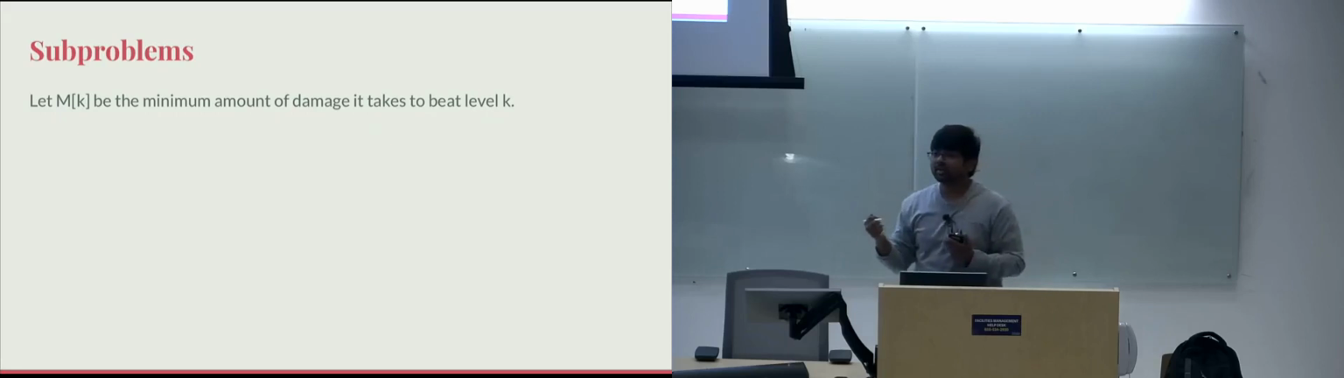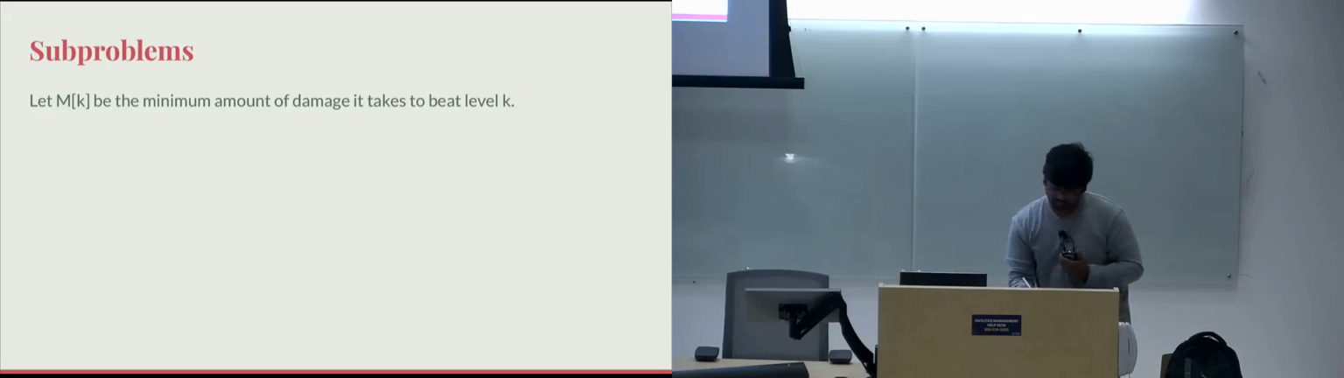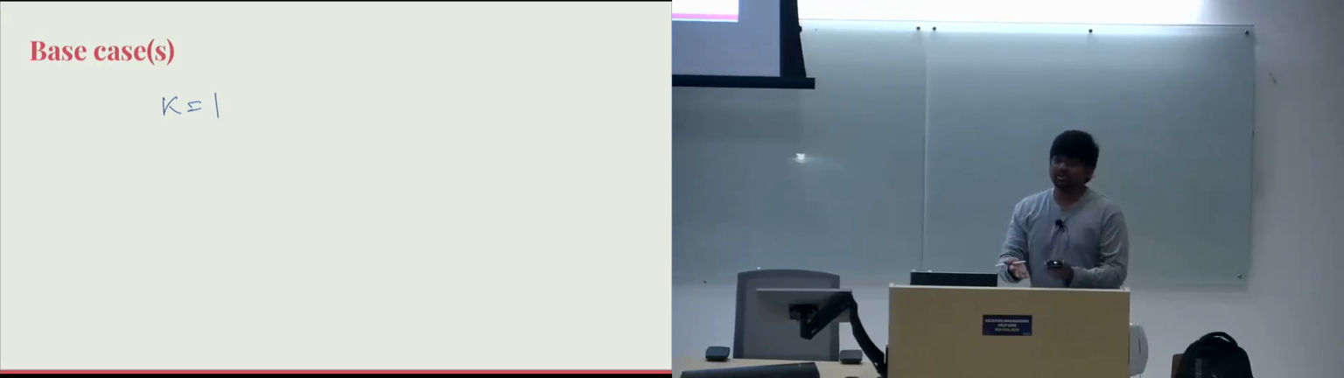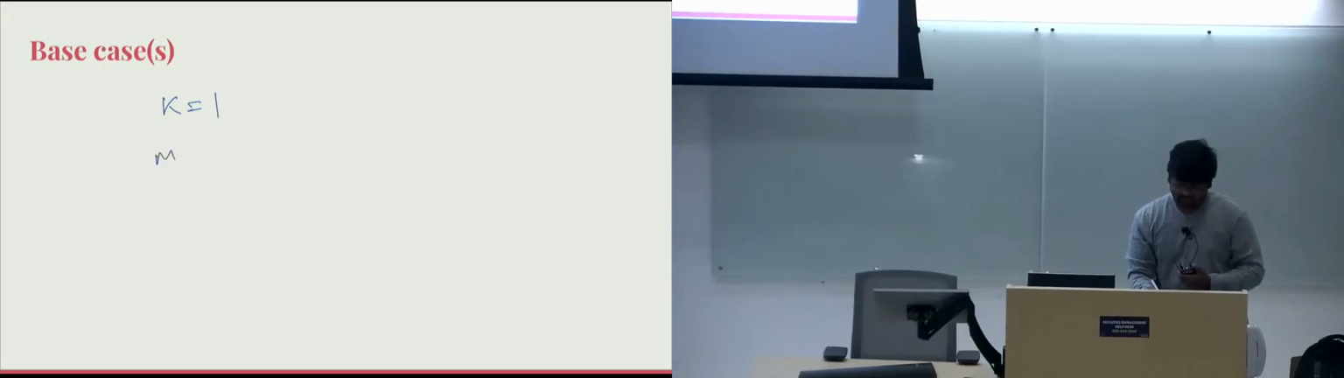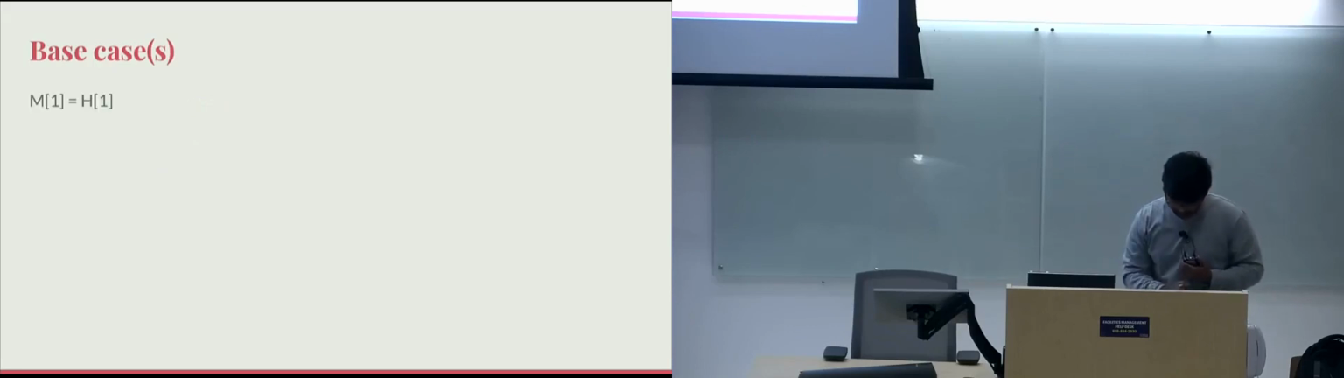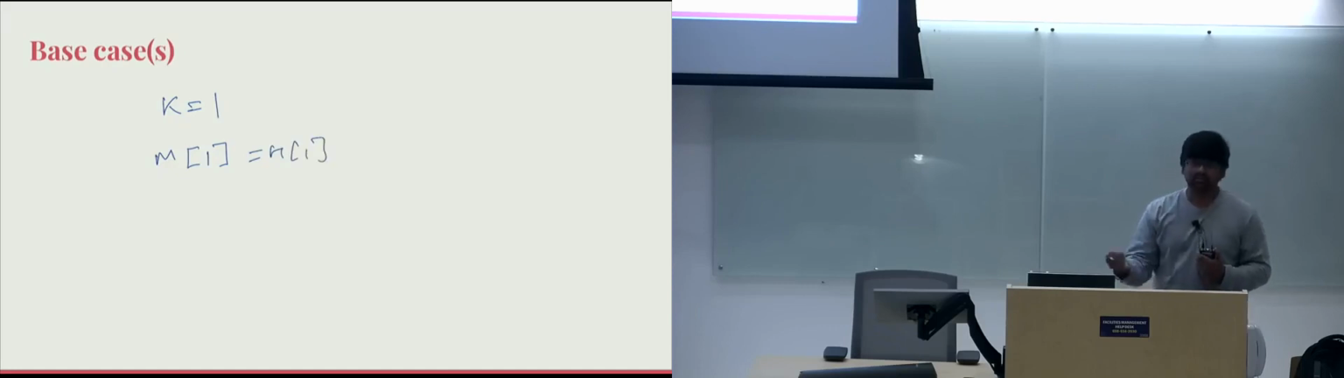Yeah, k equals 1. In that case, you only have one option, right? Because you are at the lowest level, you cannot choose anything else. So you have to take that. You have to beat that monster right there. So our base case will be m of 1 here. Is it clear? And m of 1 is nothing but h of 1, right? This is the damage that you are taking here.